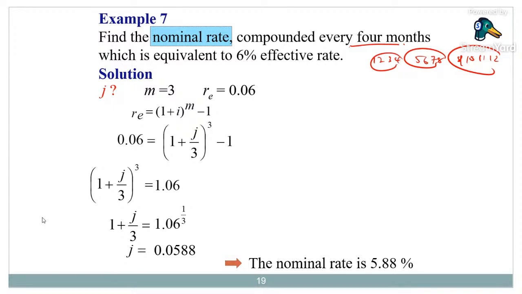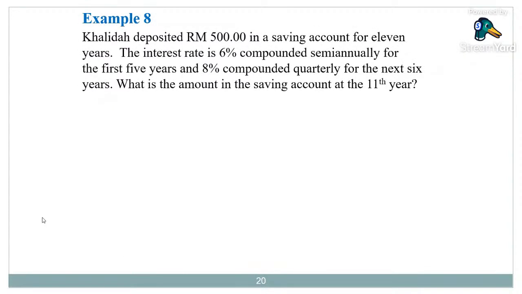Settle untuk example 7. So now example 8. Okay, Khalidah deposited 500 in a saving account for 11 years. The interest rate is 6% compounded semi-annually for the first 5 years and 8% compounded quarterly for the next 6 years. Oh, compound banyak kali ni. What is the amount in saving account at the 11th year?